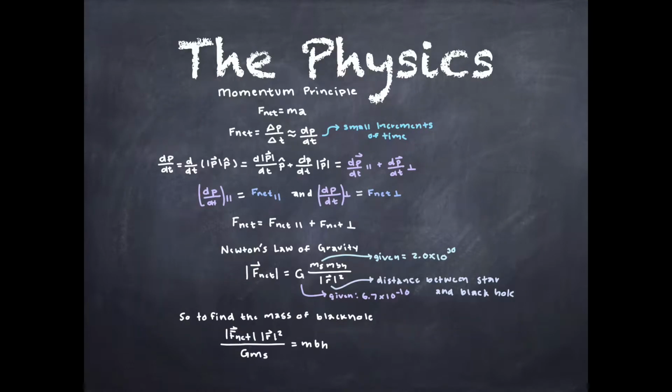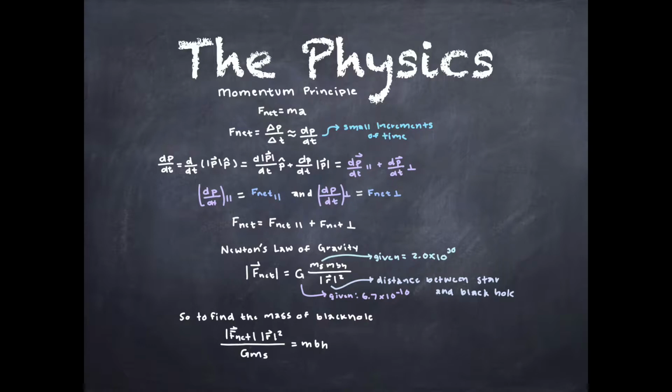The physics. In this lab, we will be using the momentum principle, which is F net equals mass times acceleration. F net can also equal the change in momentum over change in time, which is roughly equivalent to dp/dt. dp/dt has both a parallel and perpendicular component, which we will use in this lab to calculate the mass of the black hole.